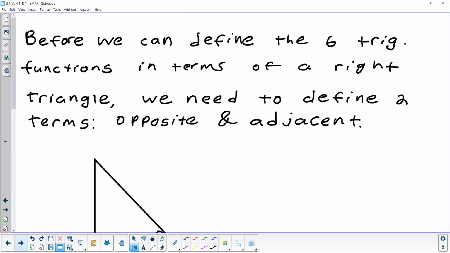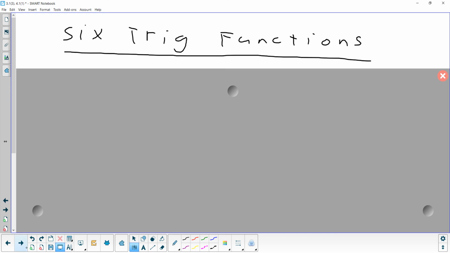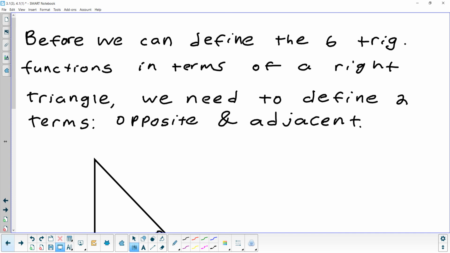So we're going to talk about how to define the 6 trig functions on the next page. But first, there's a couple words that are going to come up in the definitions that I need to make sure that we understand. Hypotenuse is one of them, and that one's pretty easy. That's just the side that's opposite the right angle. The other 2 words that are going to come up are opposite and adjacent.